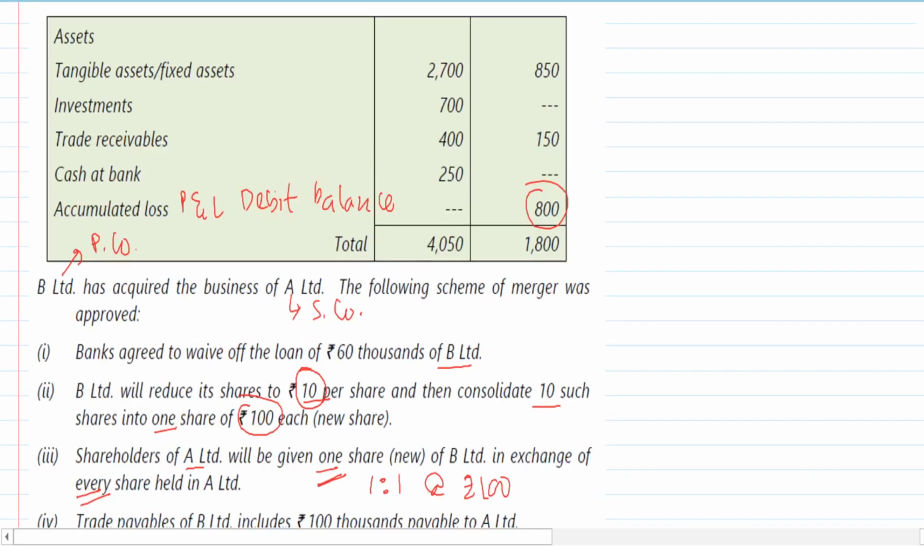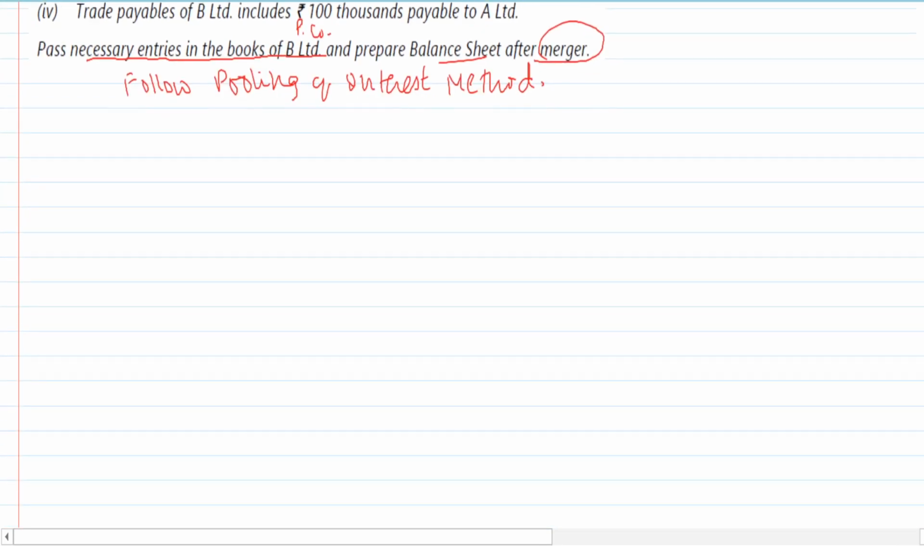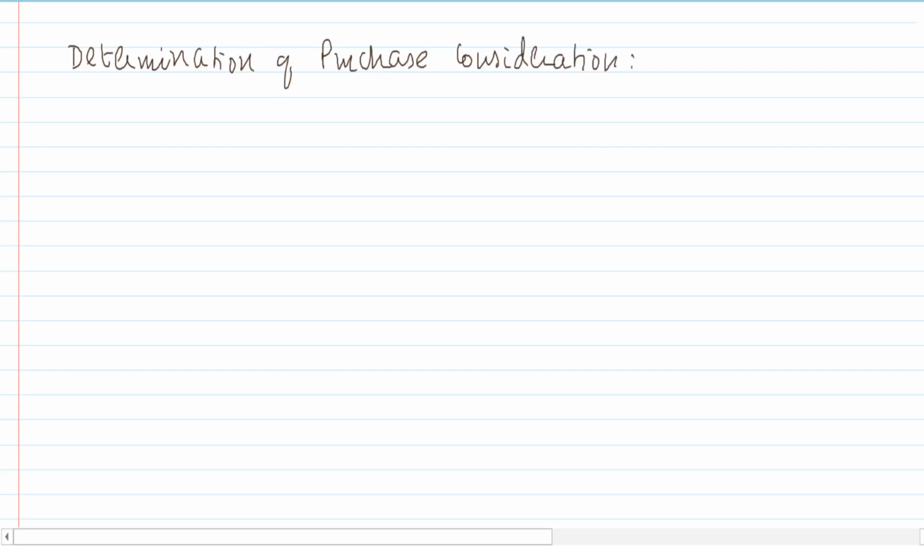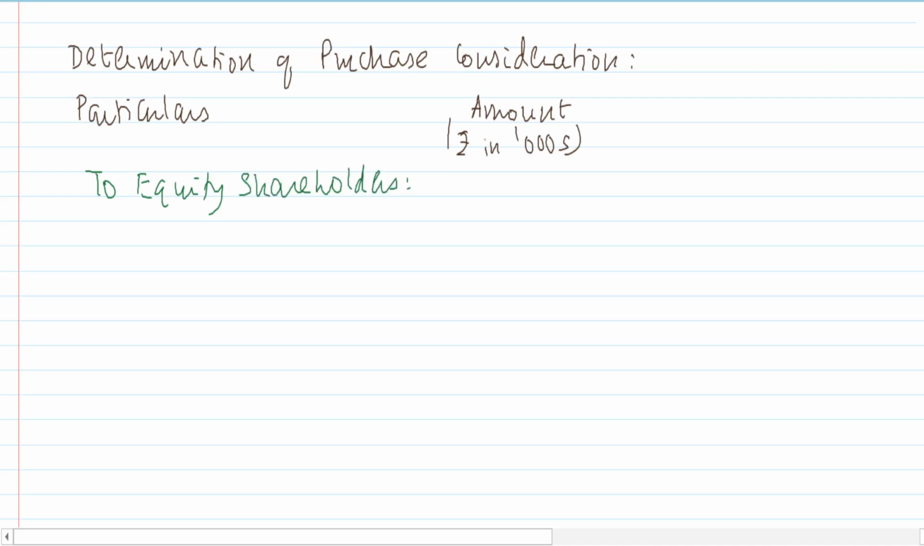The first thing, of course, will be to work out the purchase consideration. So let's get the purchase consideration. Yes, let's do it. Determination of purchase consideration. The figures will be in thousands. Only equity shareholders are there this time. So we will show what we are giving to the equity shareholder.